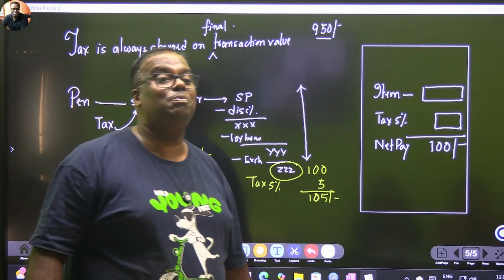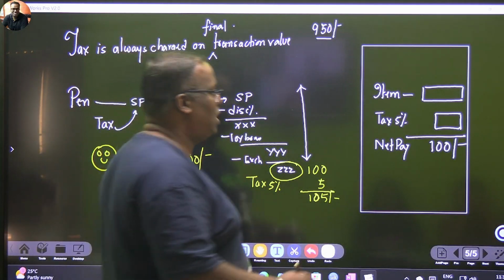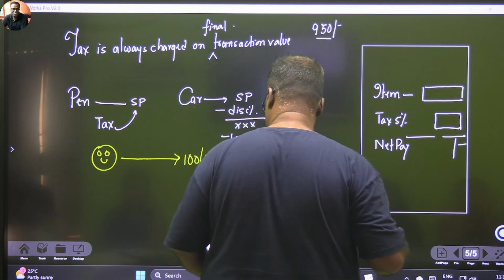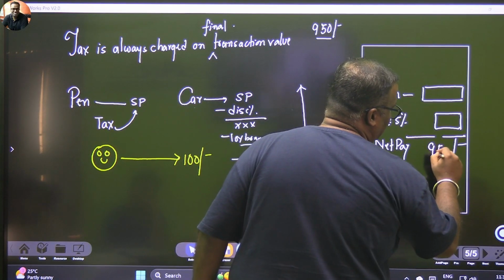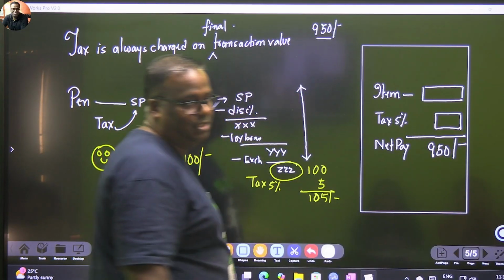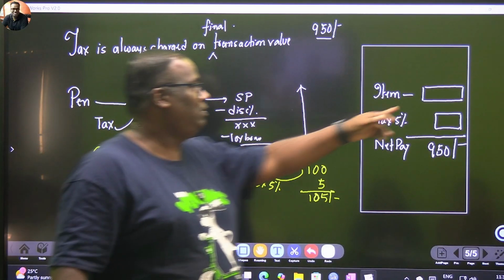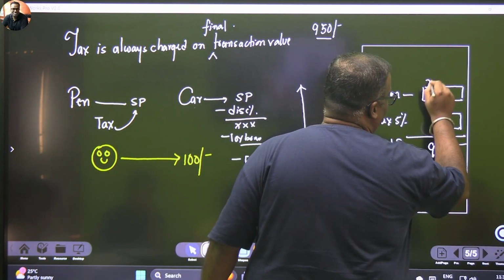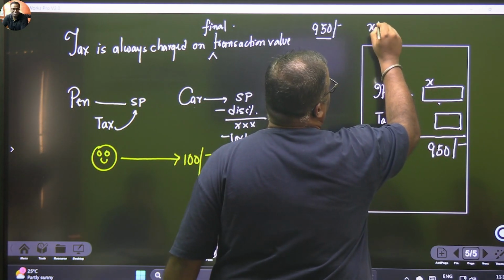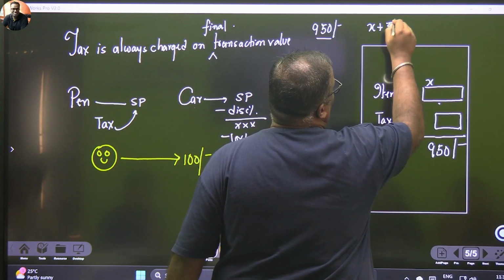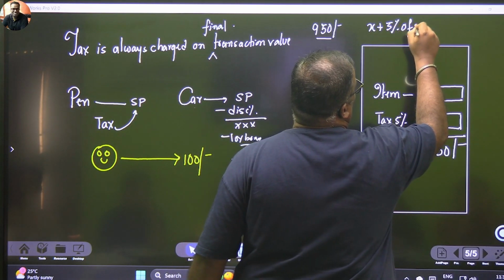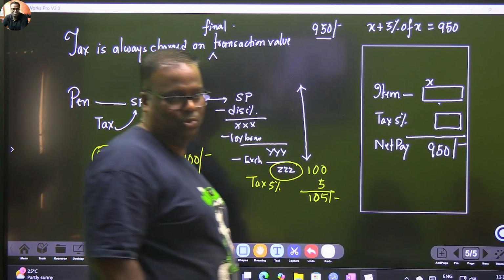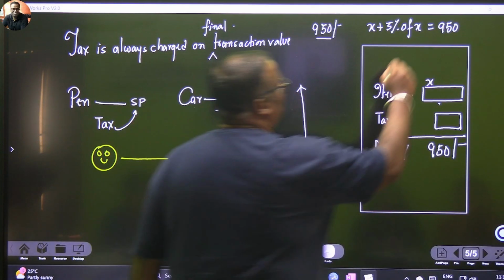But Amazon has to pay tax also. Tax will be ultimately paid by whom? You only. So Amazon will make this 950, and their computer program is reverse fed. They have to arrive at this now. So let this be X. X plus 5% of X is equal to how much? 950. Do you agree?